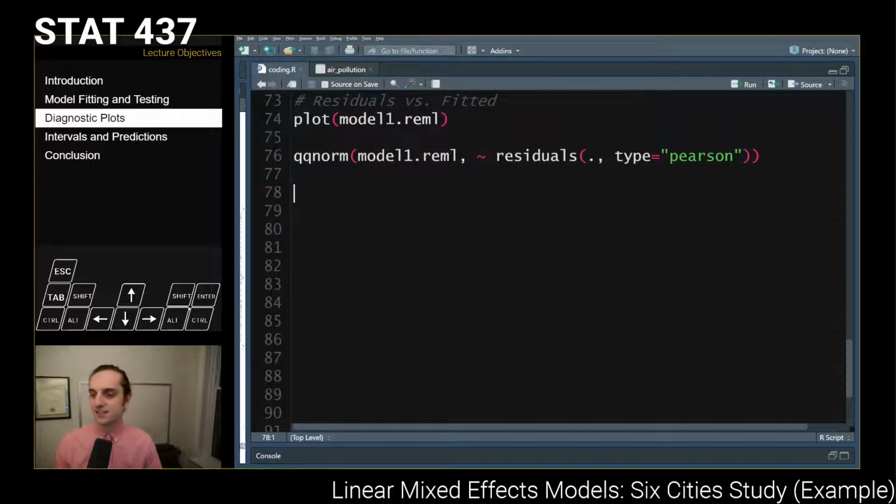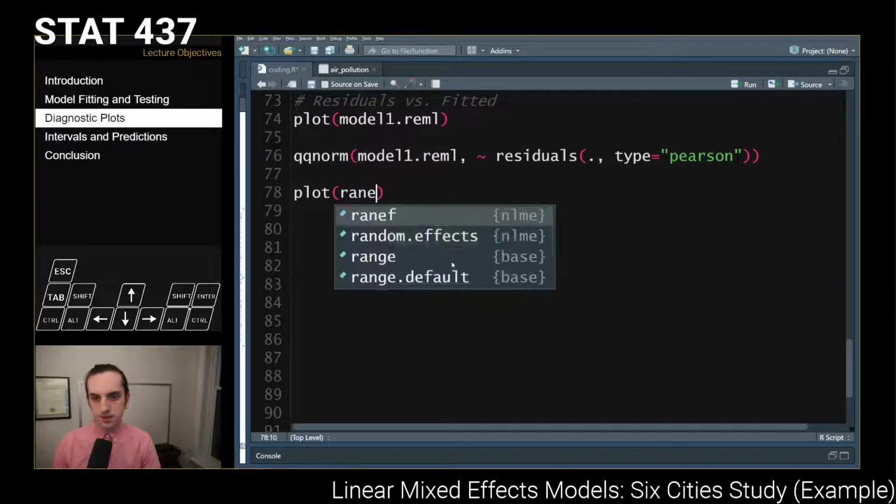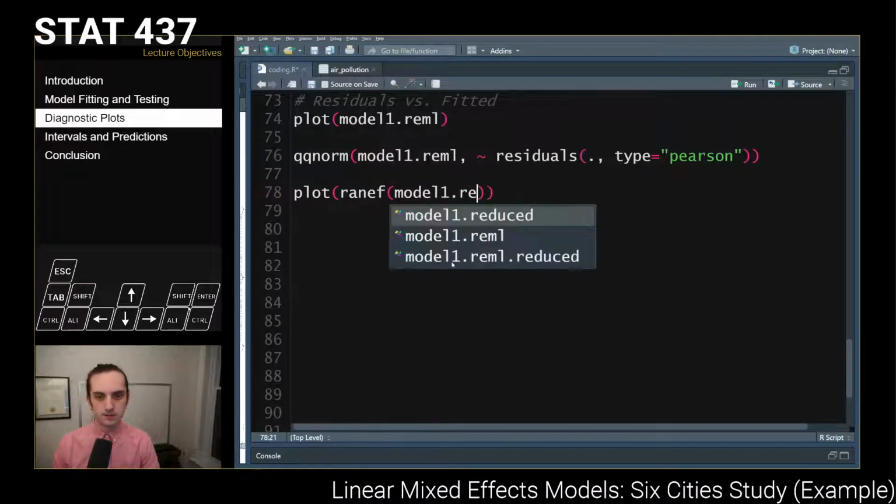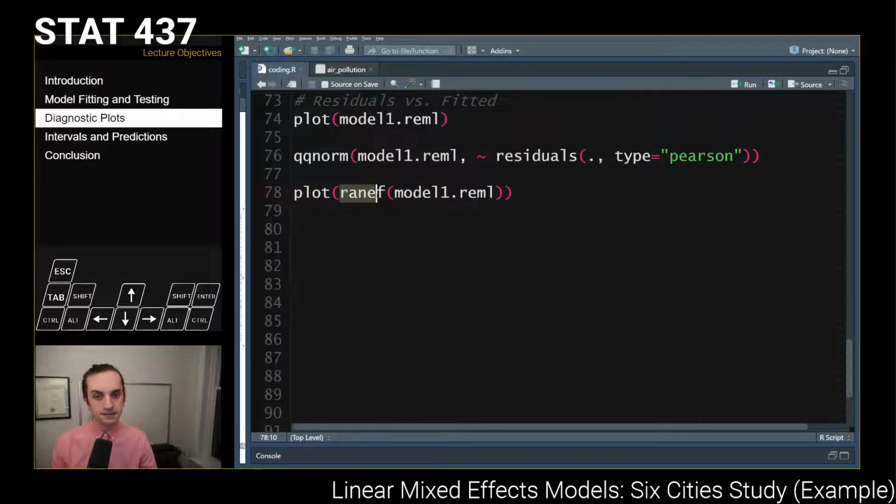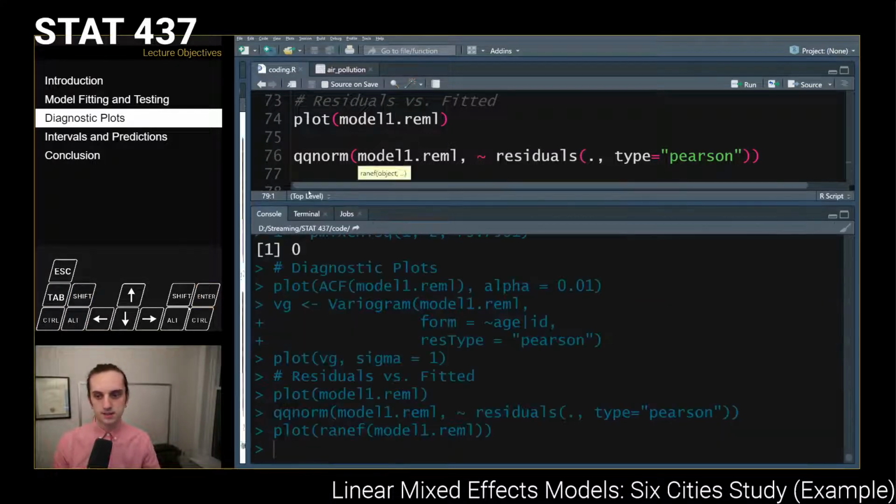But for the sake of the video and showing you everything that we might want to do, the next thing that is a good habit to get into is plotting our random effects. If we plot the random effects for model1.reml, ranef is going to give us the random effects that have been estimated from the model. We also used the fixed effects function, which gives us our fixed effects, and the random effects function does a similar thing.